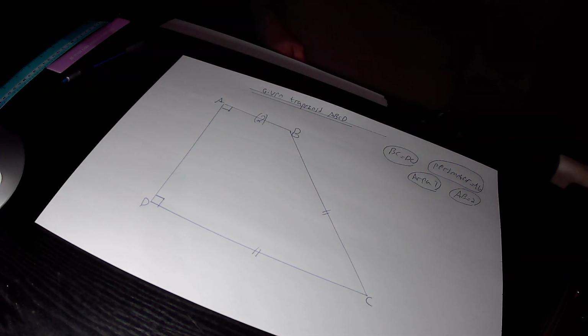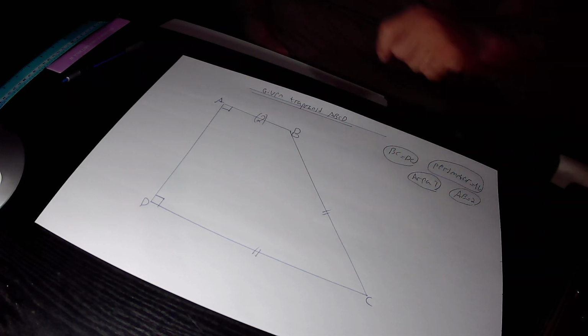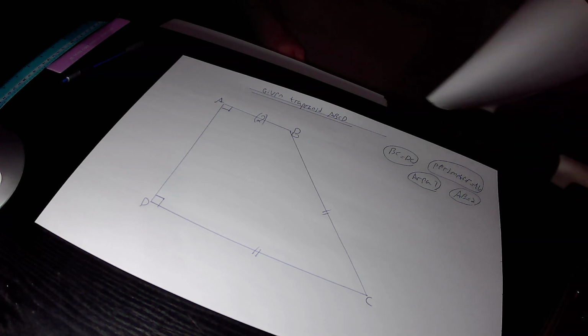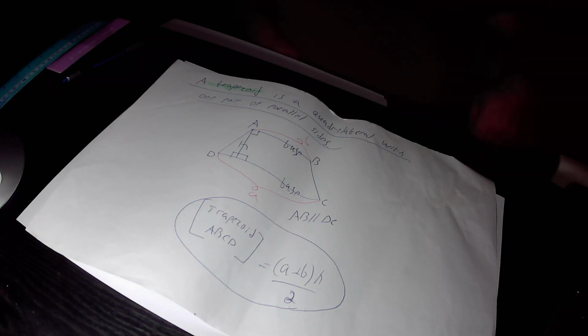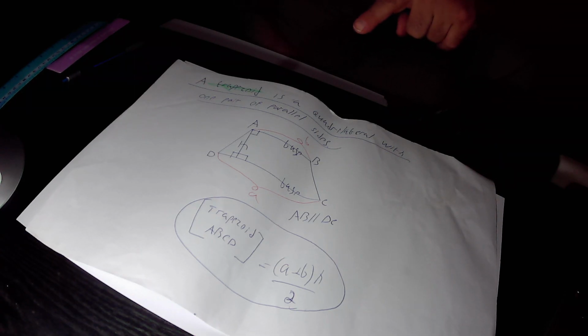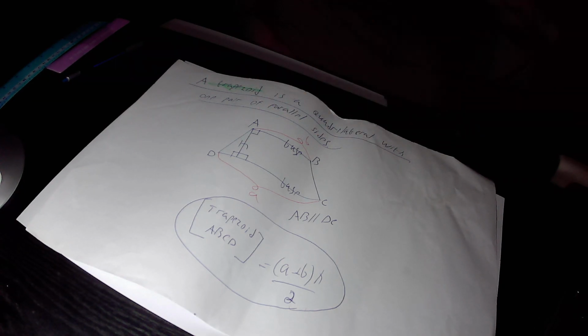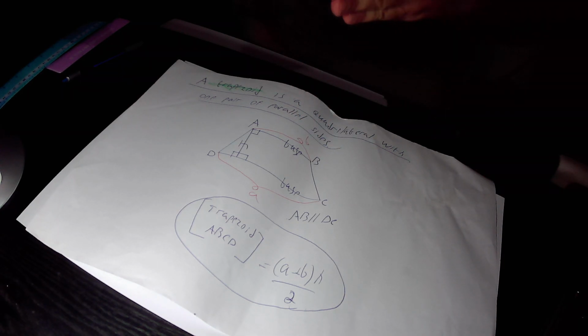So, what is a trapezoid? A trapezoid is a quadrilateral with one pair of parallel sides. In this trapezoid ABCD, side AB is parallel to side DC. And those two parallel sides, AB and DC, are defined as the bases of this trapezoid ABCD.